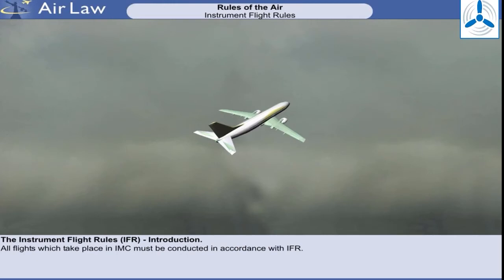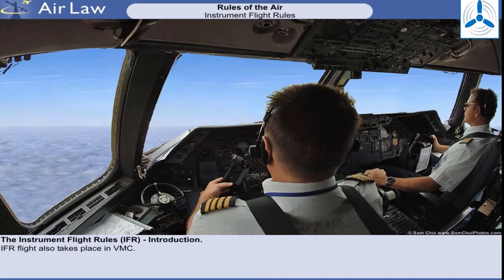You should note that whereas all flights which take place in instrument meteorological conditions must be conducted in accordance with the instrument flight rules, flight under the instrument flight rules may also take place in visual meteorological conditions. Instrument flight rules are, as their name makes clear, a set of rules governing the conduct of an aircraft in flight. The instrument flight rules are quite independent of the prevailing meteorological conditions.